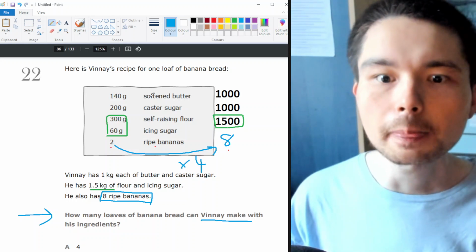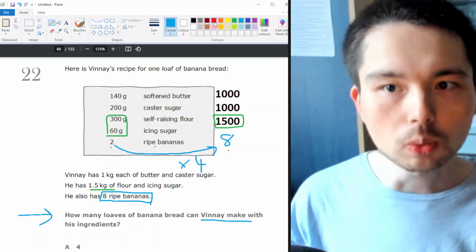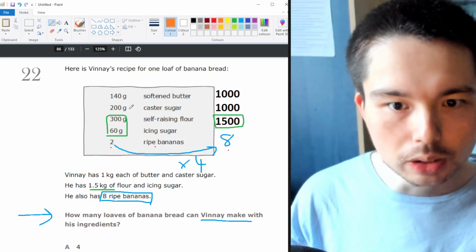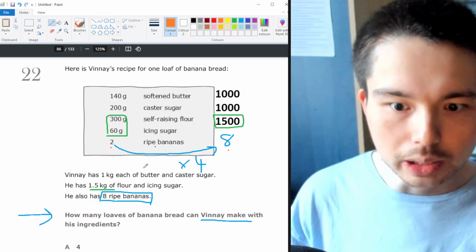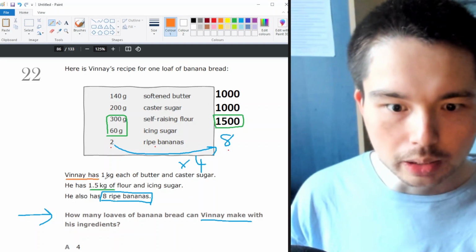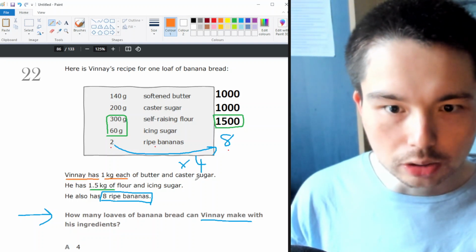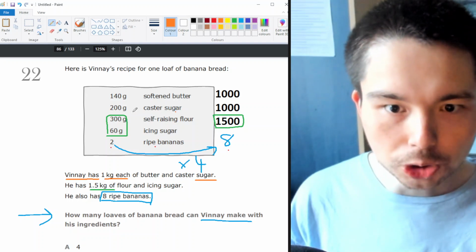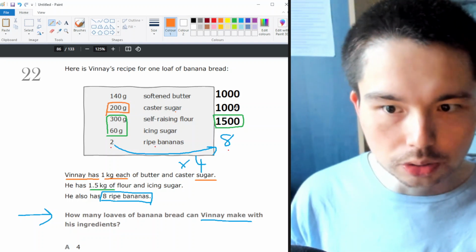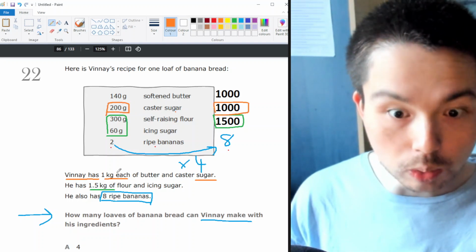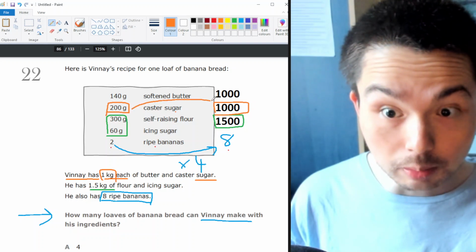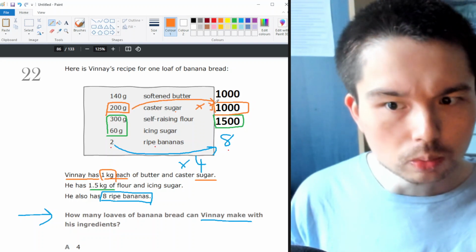Okay, next bit. Now, we need to look at the other numbers and always go for the simpler numbers. It's how we go from one number to another. Look at this line. Vinay has 1 kilogram each, butter and sugar. This bit, sugar, look. 200 to 1,000, because that's 1 kilogram here. That is times by 5. But we can't make 5.